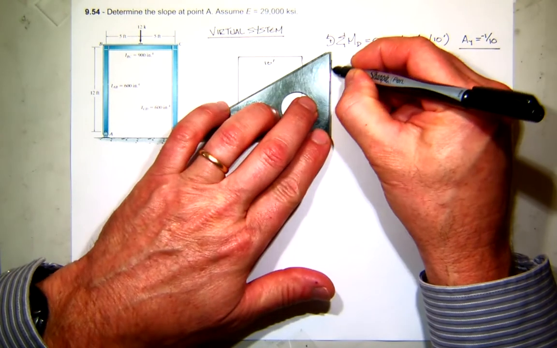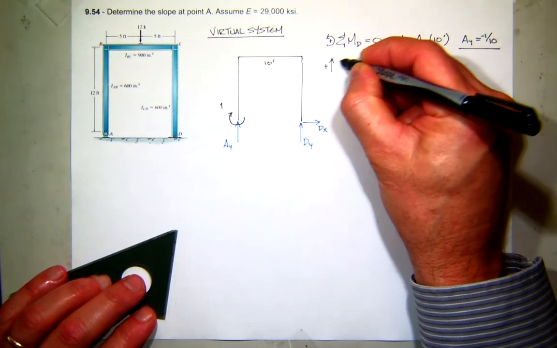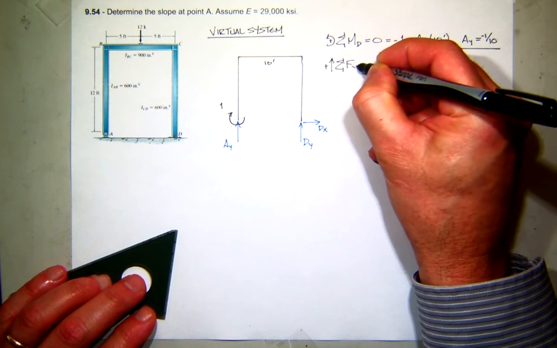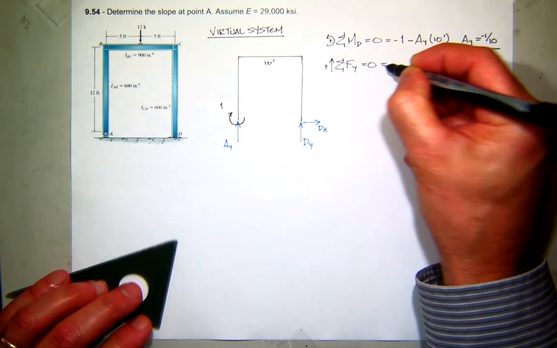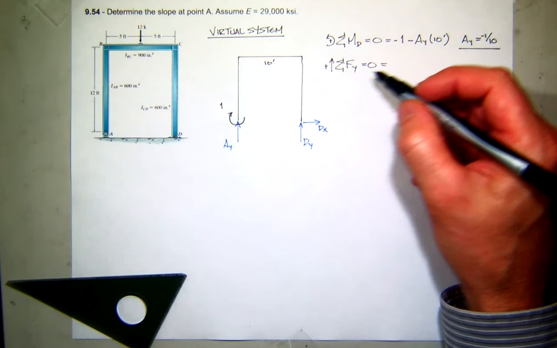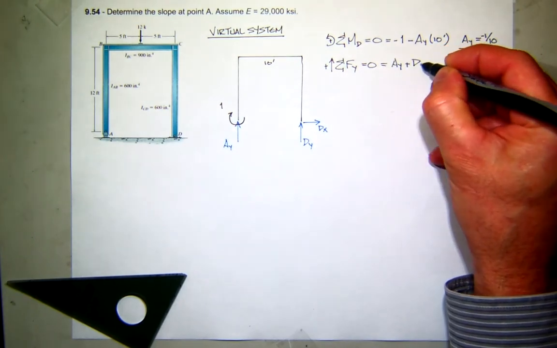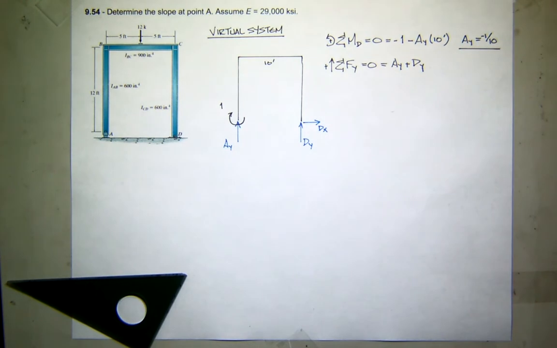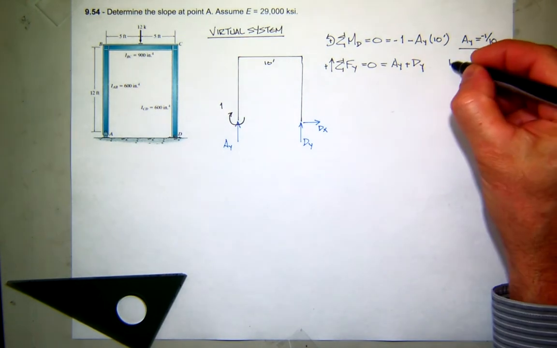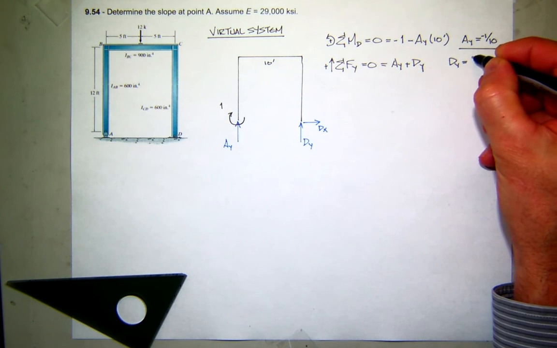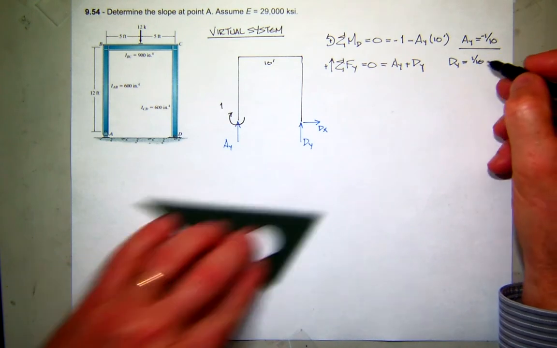So to finish this, I'll sum my forces in the Y direction. Again, make sure I'm in equilibrium. I'll assume up is positive. So I have AY acting up plus DY acting up, and that's it. So that means that DY has to be positive 1 over 10.